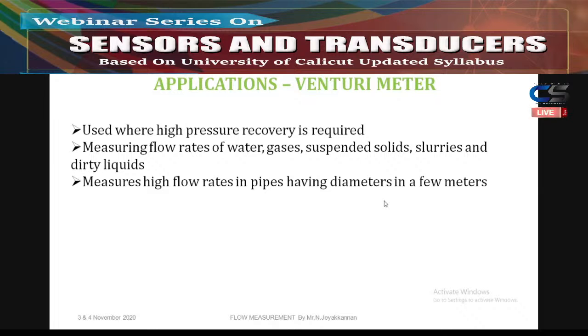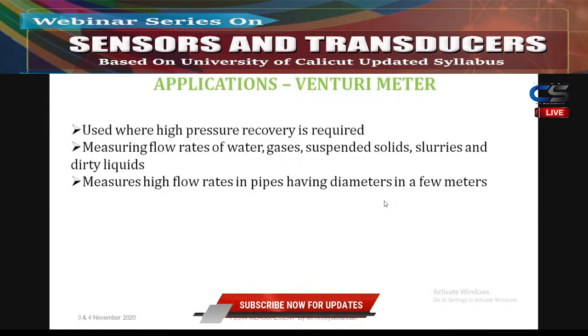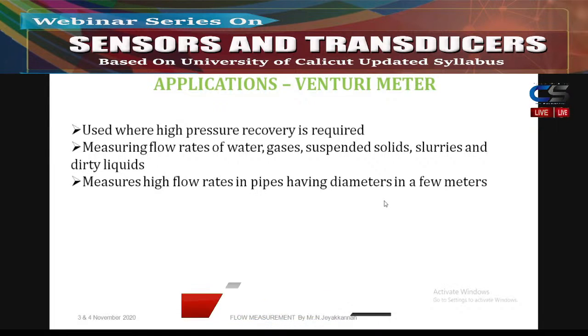That time, if you want to measure high pressure, you can use the venturimeter. It can be used for water, gas, solids, or any dirty liquids, like in the cement industry, where the liquid itself becomes dirty. If you want to measure those dirty liquids also, you can use venturimeters. It measures high flow rates in pipes having diameters of a few meters. For example, if you want continuous monitoring of your flow, you can use this venturimeter for these purposes.